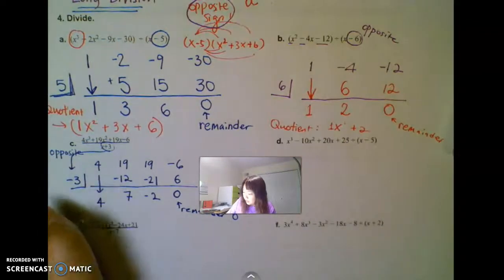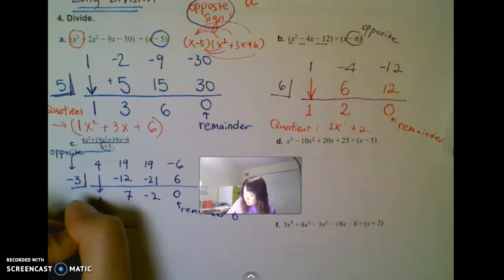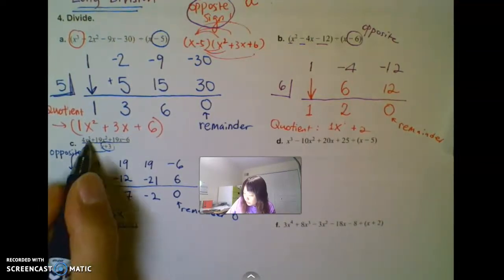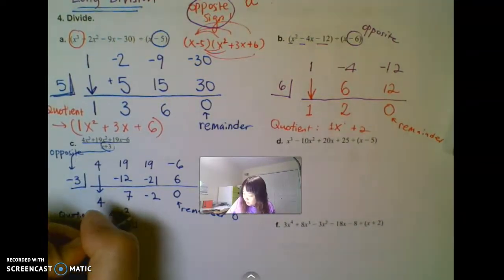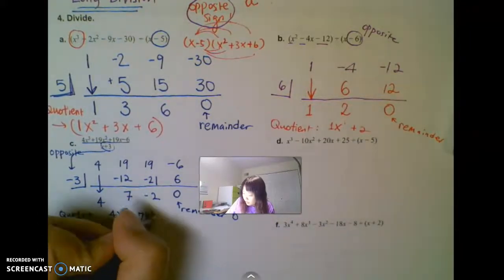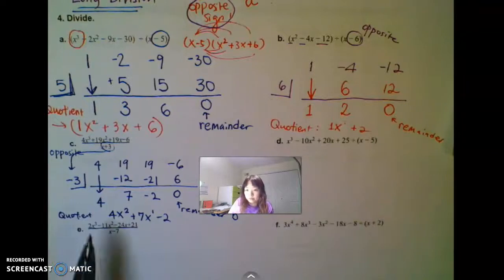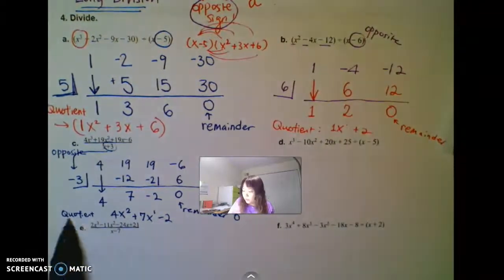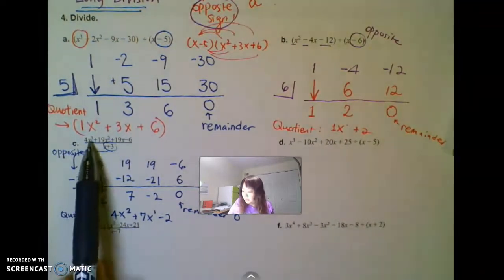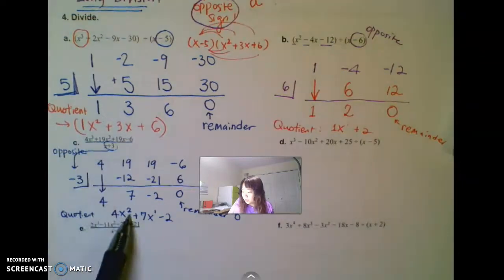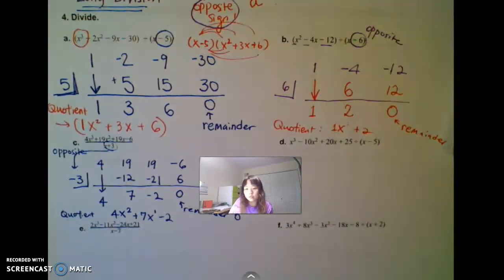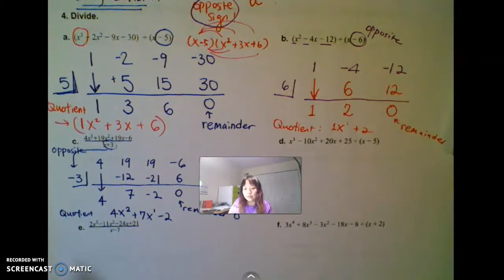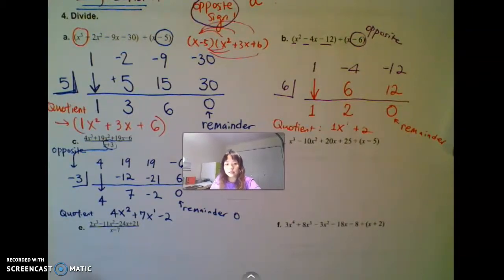So now let's write the quotient, the answer to this: it is 4x to the second power plus 7x to the first power minus 2. So your quotient, the answer part, always starts with 1 less than this. So 2, then 1, 0.